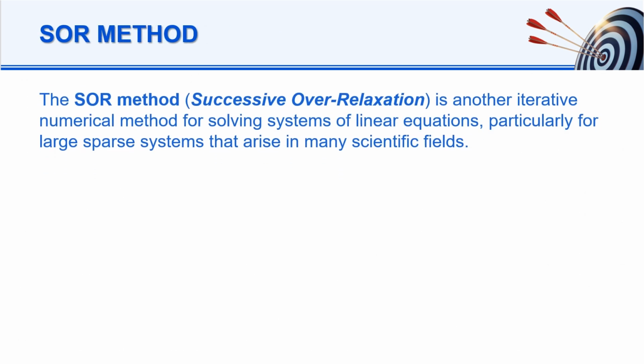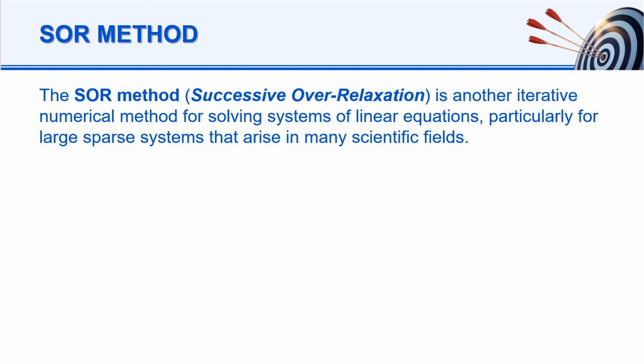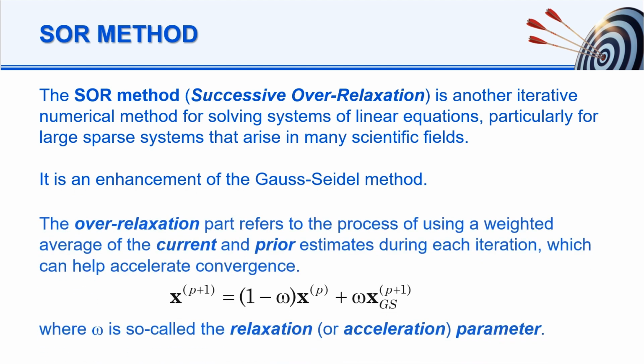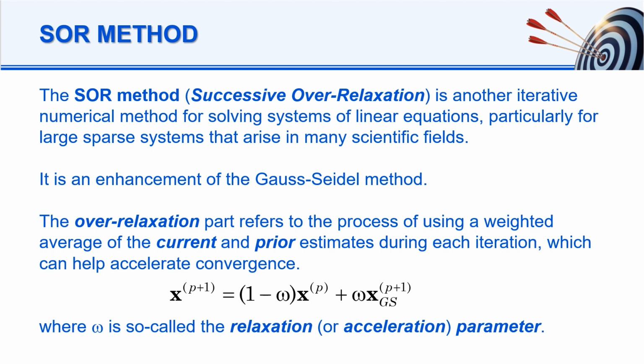The SOR method, successive over relaxation, is another iterative numerical method for solving systems of linear equations, particularly for large sparse systems that arise in many scientific fields. It is an enhancement of the Gauss-Seidel method. The over-relaxation part refers to the process of using a weighted average of the current and prior SOR estimates during each iteration, which can help accelerate convergence. Where omega is the so-called relaxation, or acceleration, parameter. Here, x GS refers to the Gauss-Seidel estimates.